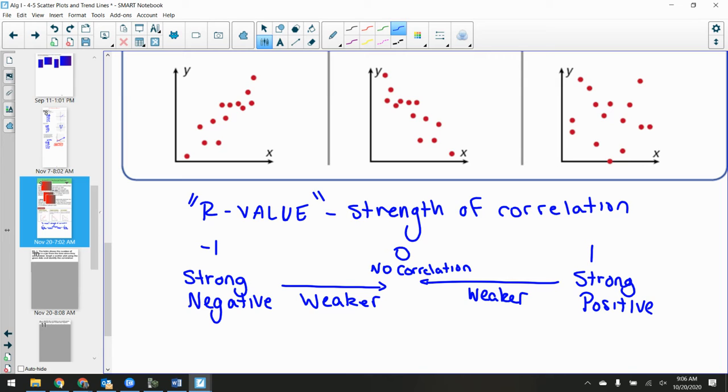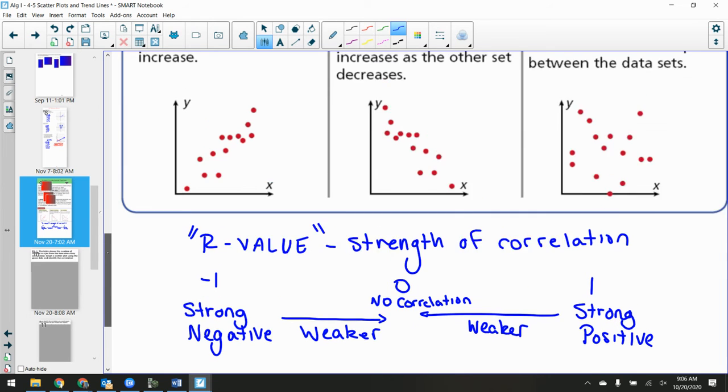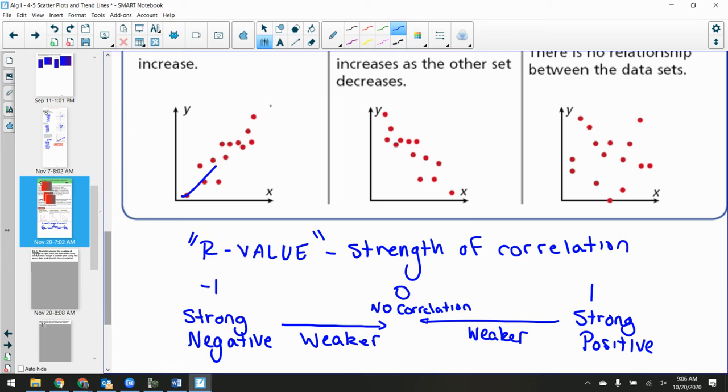There are going to be some problems on tonight's homework where I'm going to ask you to estimate the R values. Now, when you get to Algebra 2, you're going to actually find out how you calculate it. But for right now, we're just going to estimate it. Like, for example, this first one here. You see how I see a pretty strong correlation in the positive direction, right? So I know my R value is going to be positive, and it's going to be somewhat close to 1. Let's say the R value is about 0.9. If it was 1, those dots would be exactly on that line.